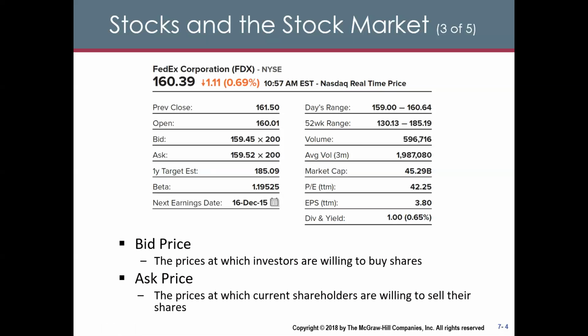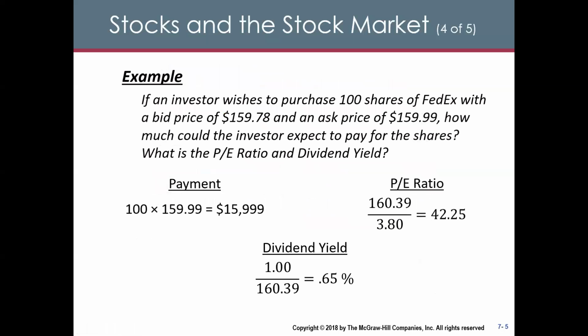So the bid price again is the price at which investors are willing to buy shares, and the ask price is the price at which current shareholders are willing to sell their shares. So let's look into an example here. If an investor wished to purchase 100 shares with a bid price of 109.78 and an ask price of 109.99, how much could the investor expect to pay for the shares?